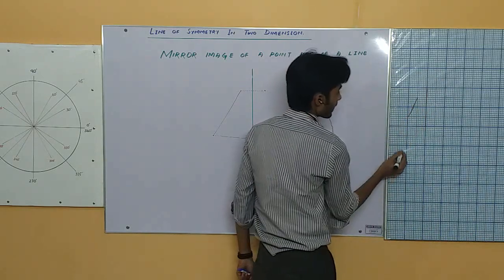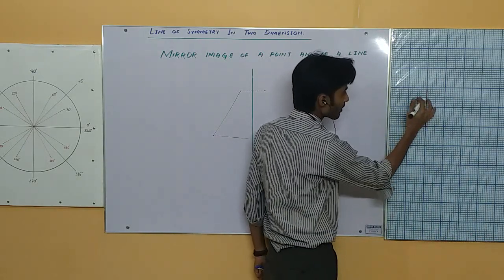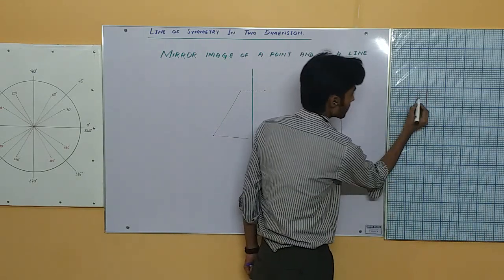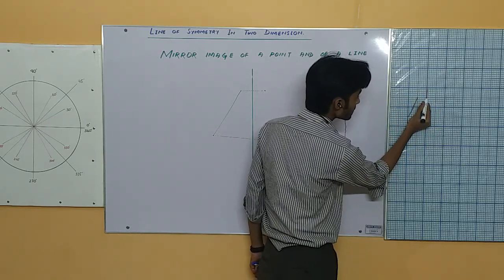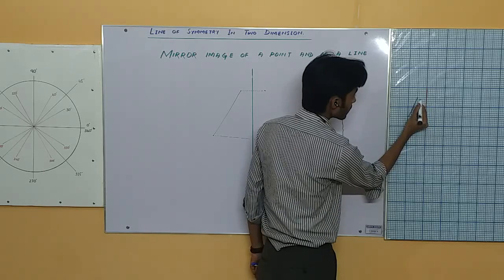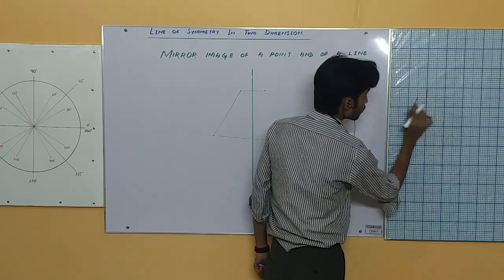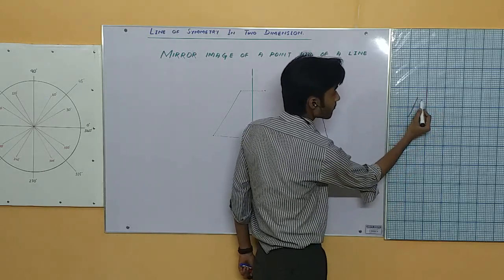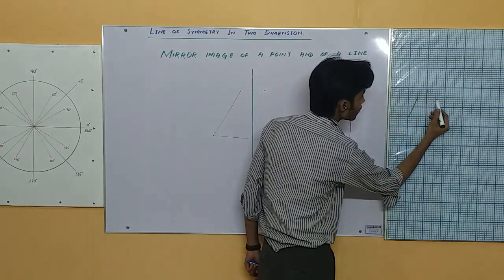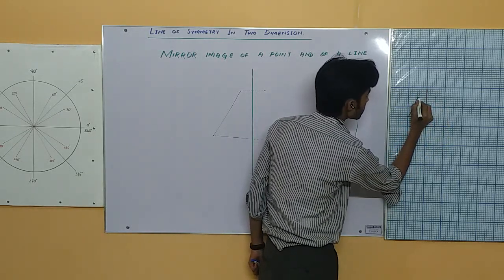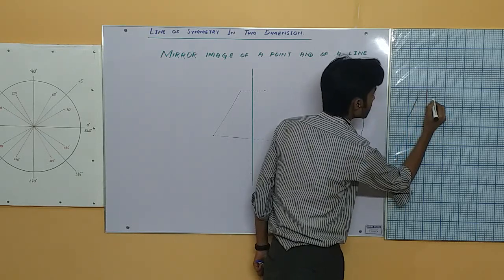Now I want to see how far apart this line is from the axis of symmetry. So this is the first point, this is the second point. How far apart is this point? 1, 2, 3, 4, 5 units away. So the mirror image of this point will be 5 units away on this side. 1, 2, 3, 4, 5. This point is over here, this distance.